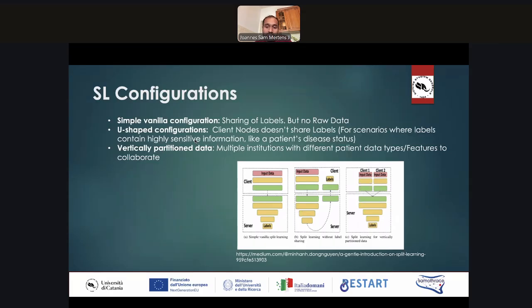Also, the labels are not here. The labels are shared to the server, but the raw data doesn't leave the client devices. So these are all privacy-preserving learning techniques that are used in healthcare and hospital scenarios.